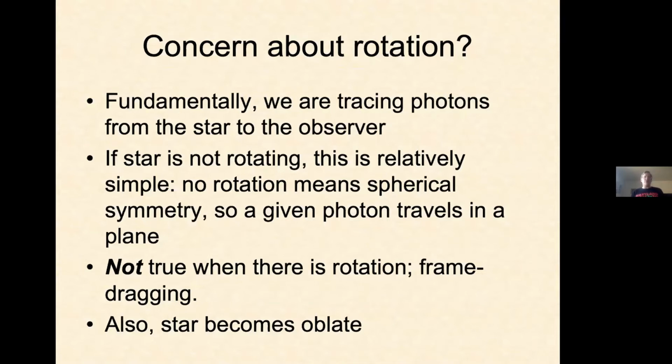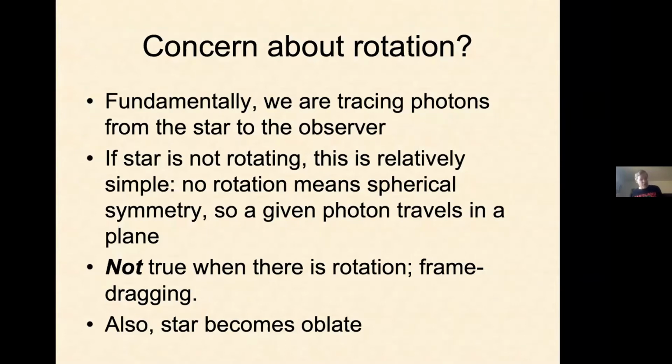Fundamentally, what we are doing is tracing photons from the star to the observer. It would be lovely if we could assume that the star does not rotate at all. And this is because ray tracing then becomes extremely simple. If the star isn't rotating, the space-time is spherically symmetric. It is, in fact, the Schwarzschild space-time uniquely. Therefore, a given photon travels in a plane. So rather than literally needing to trace the ray from the star to the distant observer, instead we can say, well, we know it's a plane. We can calculate the total angle traveled very straightforwardly, and then we can figure out where it ends up.